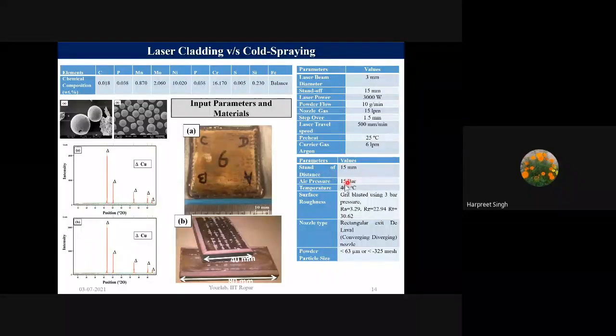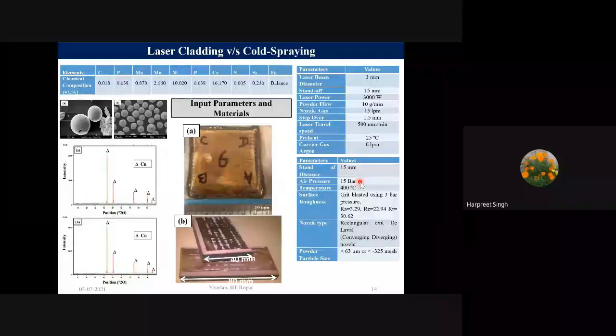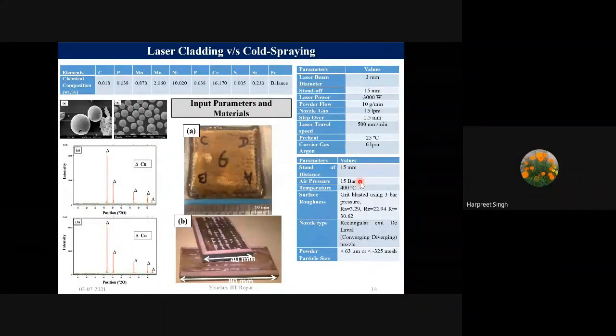So here this is the standoff distance, and initially we started with 15 bar and 400 degrees Celsius temperature. At that time we did not have a high-end system, so we took help from ARCI Hyderabad. Thanks to them, they developed some coatings for us. But things were not in place, right? We used these parameters, but still adhesion was not up to the mark. So that's what we saw here. Although you can see here, thick coatings could be developed on these plates.